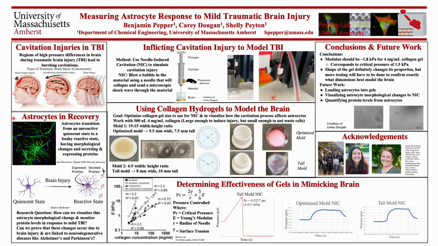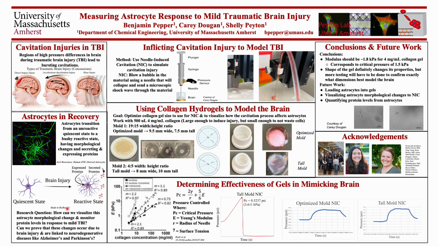Now, after cavitation occurs in the brain, astrocytes, such as those pictured here, transition from an unreactive quiescent state to a bushy reactive state. As you can see, they go through morphological changes in this and secrete and express different proteins as a way to act as a sort of scar tissue and help really repair the brain. So we all know about how tau protein accumulation in TBI leads to brain damage. But what about the astrocyte proteins?